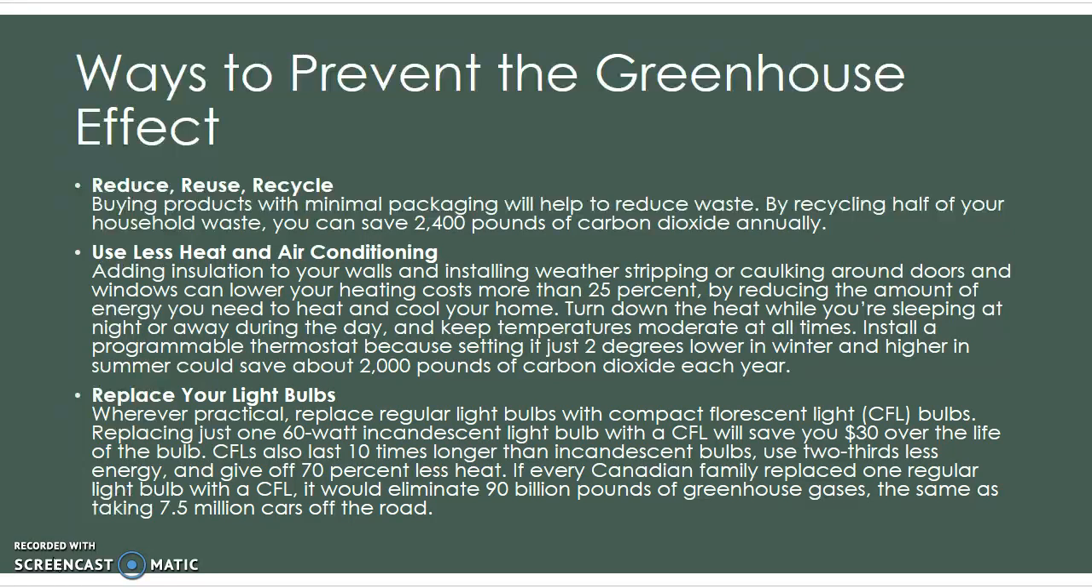Use less heat and air conditioning. Adding insulation to your walls and installing weather stripping or caulking around doors and windows can lower your heating costs by more than 25% by reducing the amount of energy you need to heat and cool your home. Turn down the heat while you're sleeping at night or away during the day and keep temperatures moderate at all times. Install a programmable thermostat because setting it just 2 degrees lower in winter and higher in summer could save about 2,000 pounds of carbon dioxide each year.